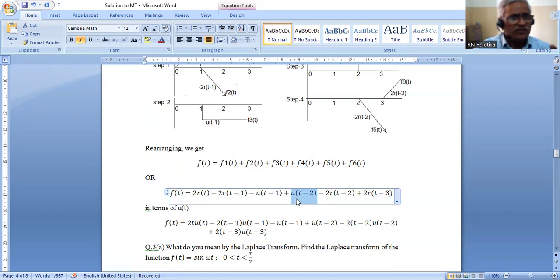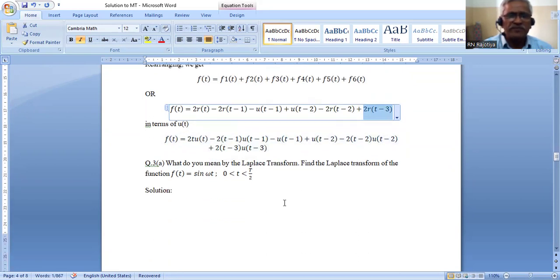So this is a unit step function. This is a unit ramp function shifted by 2 units. So this will be 2 times of (t minus 2) u(t minus 2). And this one is a time shifted ramp when t is equal to 3. So this will be 2 times of (t minus 3) u(t minus 3).